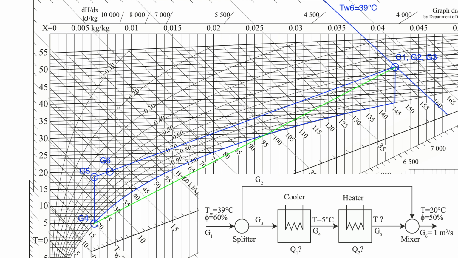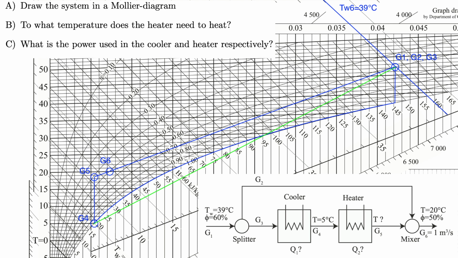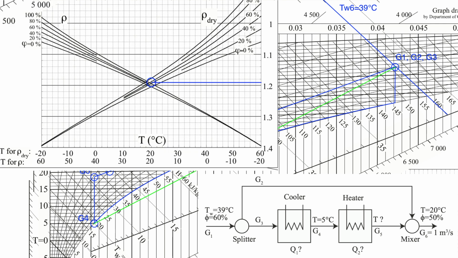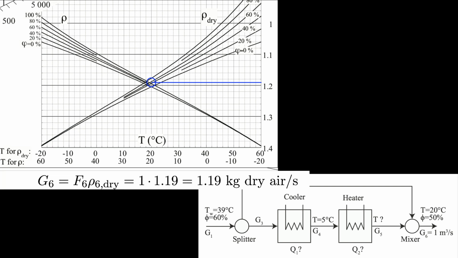To answer question C, we first need to calculate the flows. To do that, we write down mass balances, or more specifically, component balances for water and for air. First, however, let us translate the volumetric flow to a mass flow. At 20 degrees centigrade and a relative humidity of 50%, we have a dry density of 1.19 kg per cubic meter. So our flow is 1 cubic meter per second multiplied with 1.19 kg per cubic meter, which gives us 1.19 kg per second.